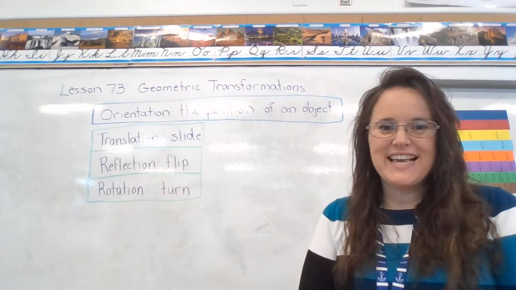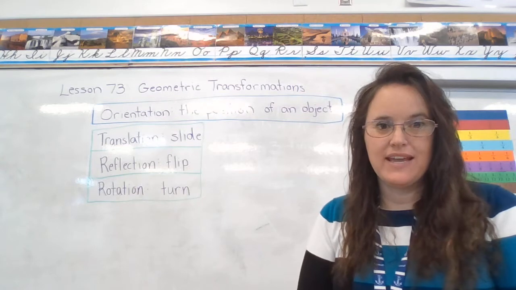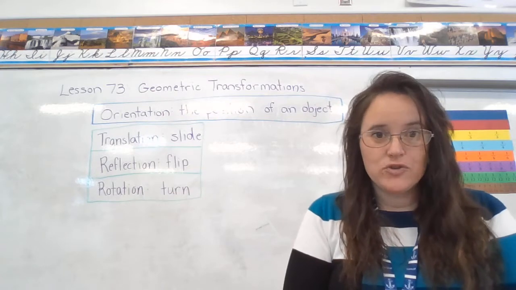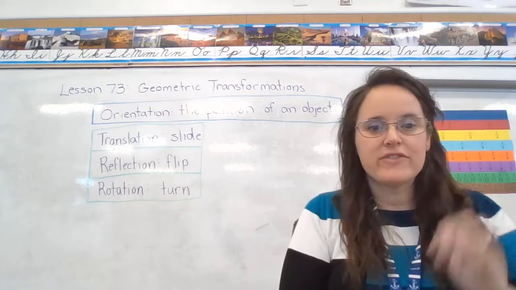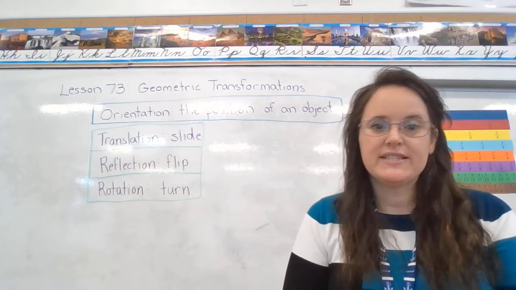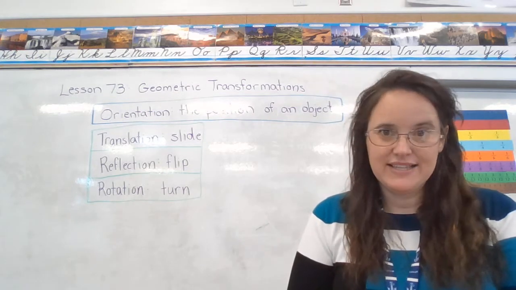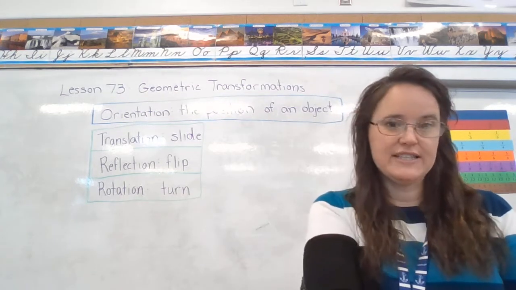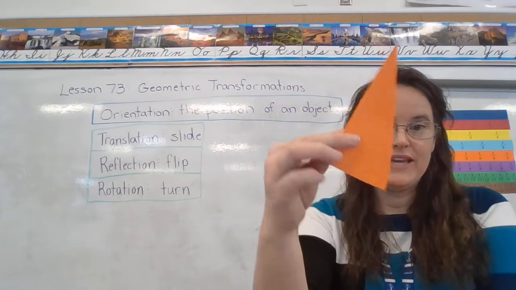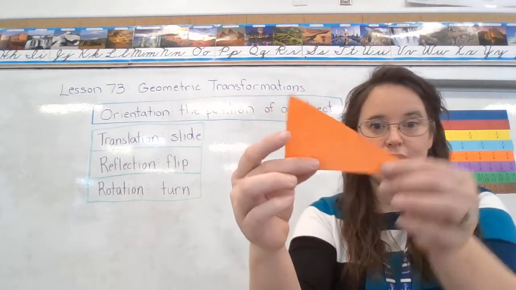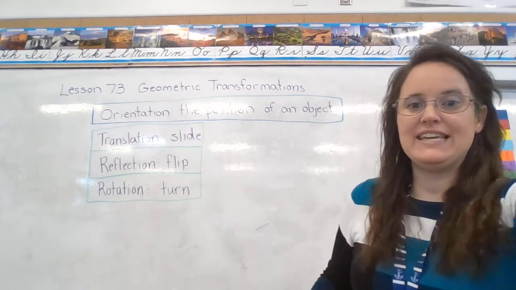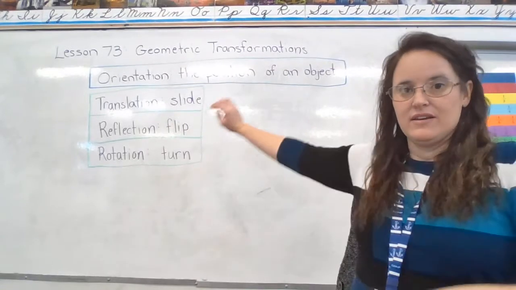Hi class, today we are on Saxon Math, Book 4, Lesson 73, and we are going to talk about geometric transformations. Geometric is just a form of the word geometry, and geometry is the type of math where we're talking about shapes and figures and lines, things like that. So geometric transformations is when we take a shape and we move it, or we flip it, or we turn it. There's a few things that you are going to need in your math dictionary.